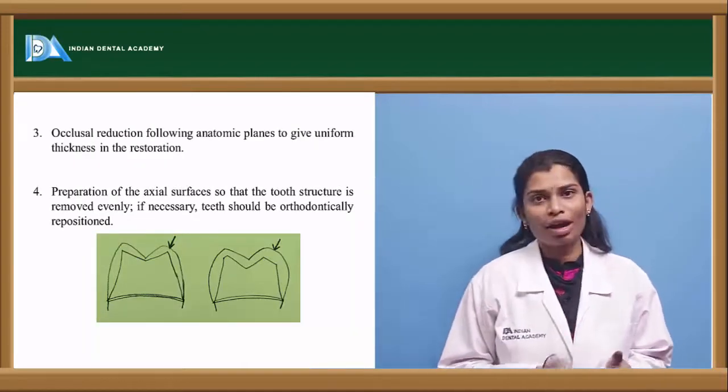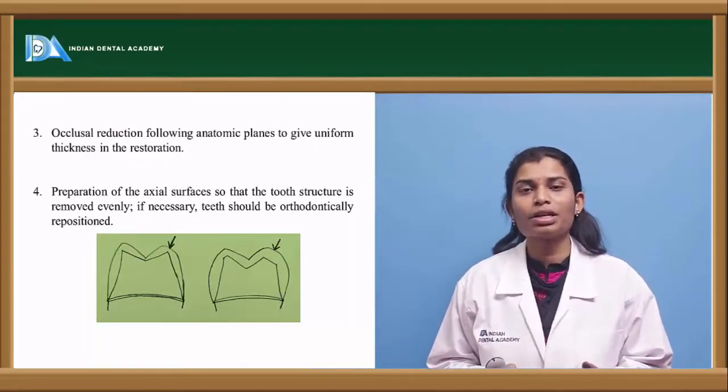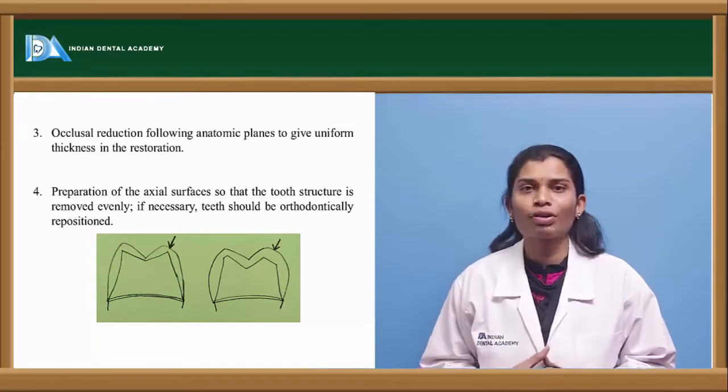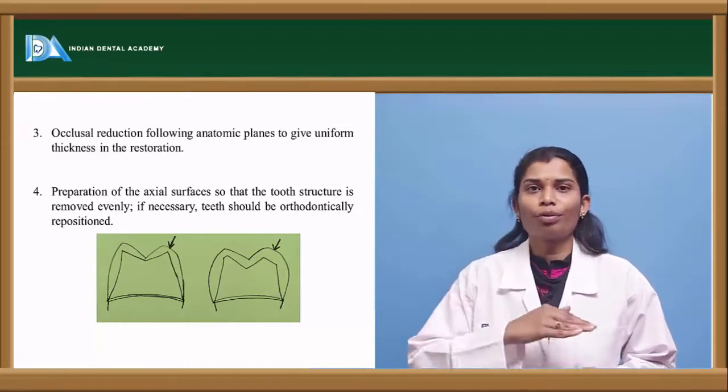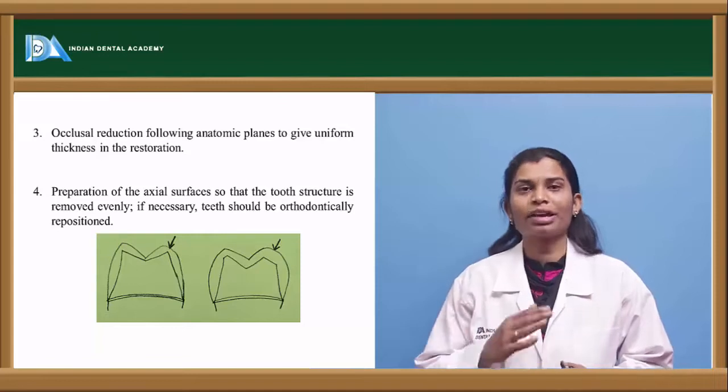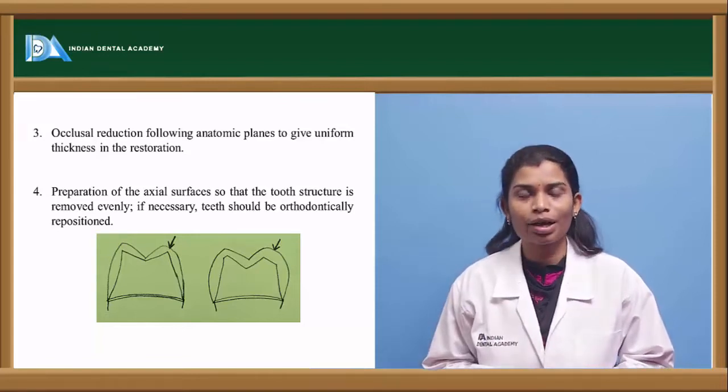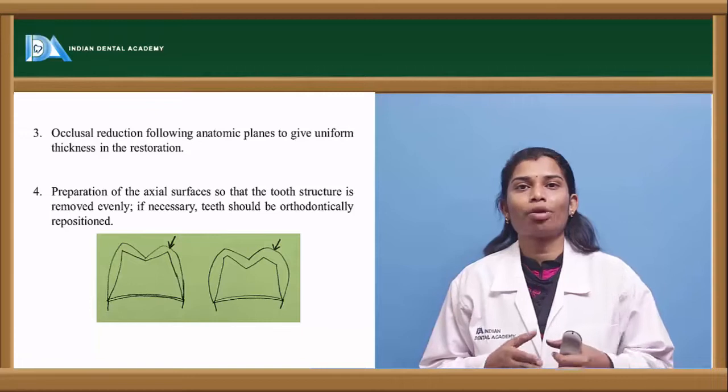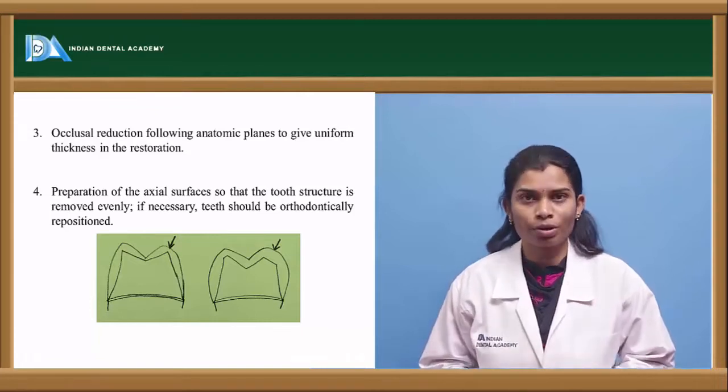Occlusion reduction: you have to follow proper anatomic planes. Never make a flat reduction on the occlusal surface. If you follow the proper anatomic planes, there will be even thickness of your restorative material, which will actually help in proper aesthetics and proper structural durability.